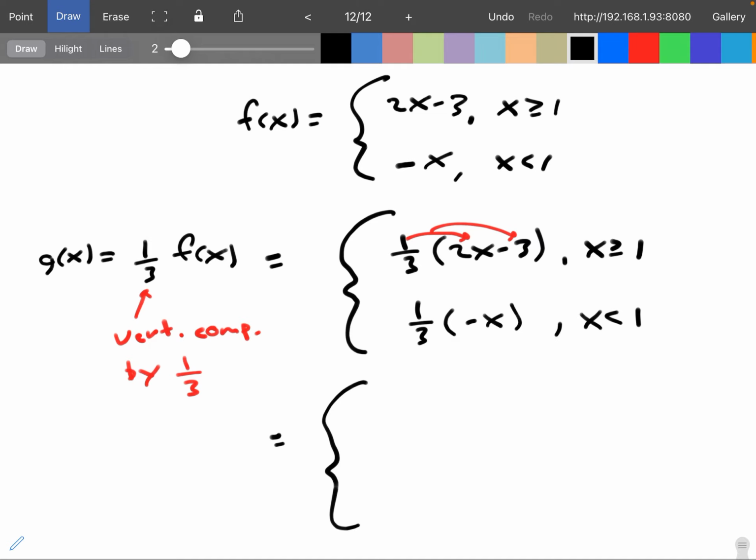Well, now on the top there, just go ahead and distribute that 1/3. So you're going to get 1/3 times 2x, so that's just 2/3 x. So we're going to get 2/3 x and then minus 1. Domain stays the same. On the bottom, it's just 1/3 times negative x, so that's a negative 1/3 x. And the domain stays the same. And that's it. That's all we got.